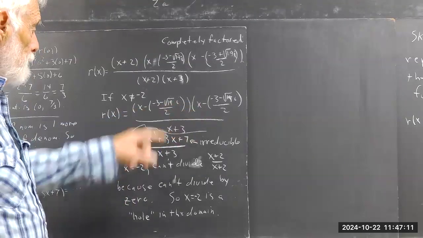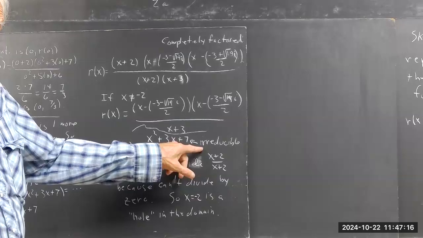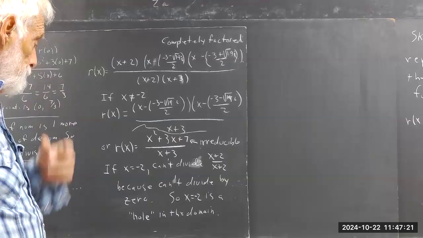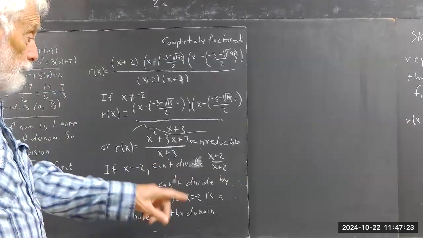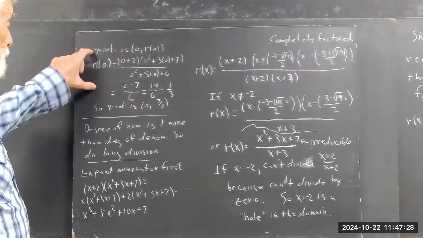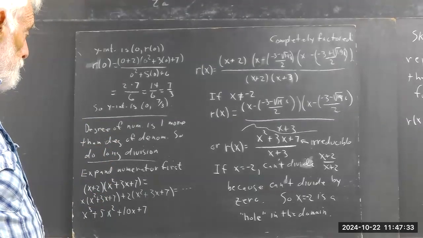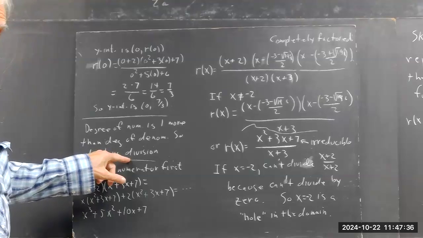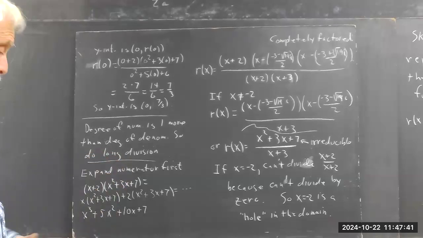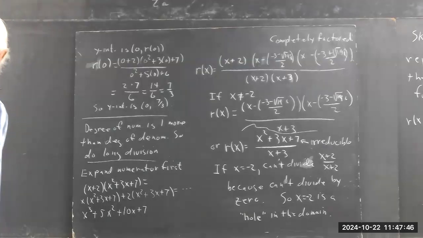And again, this could have been left in the form x squared plus 3x plus 7 with a note that it's irreducible over the real numbers. Then explain why you can't divide. Then we find the y-intercept. And then we note that the degree of the numerator is 1 more than the degree of the denominator. In that case, we've got a slant asymptote, so we do a long division. We do the long division, we find out what the slant asymptote is, and we throw it into the graph.